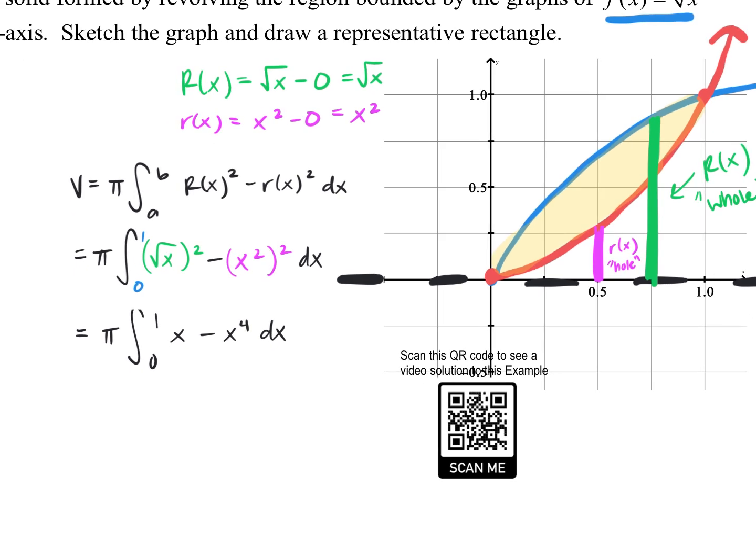But to save us the time, this is really the new piece that you need to know. Your answer would be 3 over 10 pi, or 0.3 pi, okay? Or whatever 0.3 times pi is actually. If you plug in this integral right here, the integral from 0 to 1 of x minus x to the 4th dx, you should get 0.3, and then you'll have a pi symbol in front of that, okay?